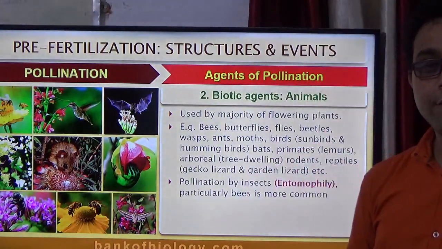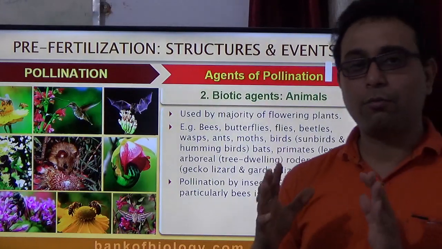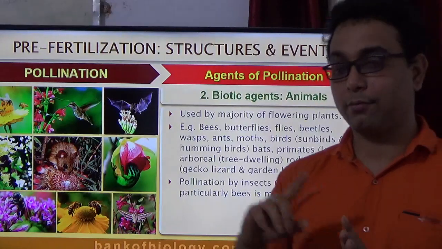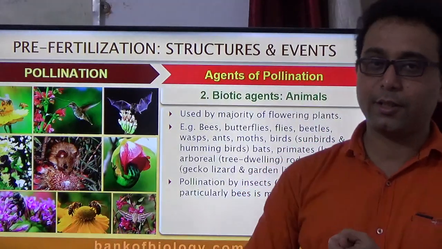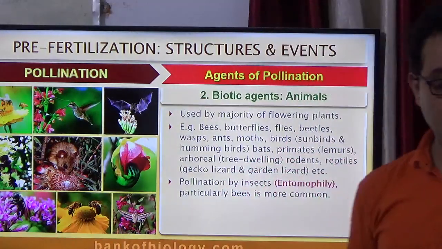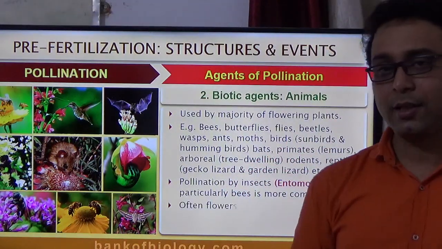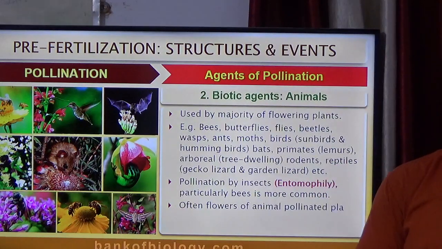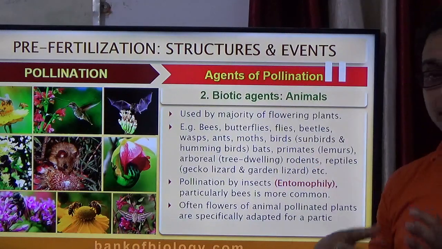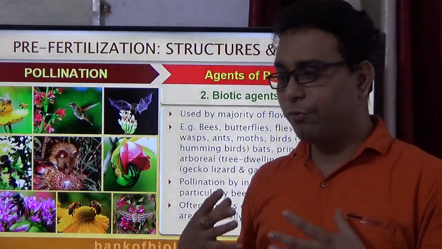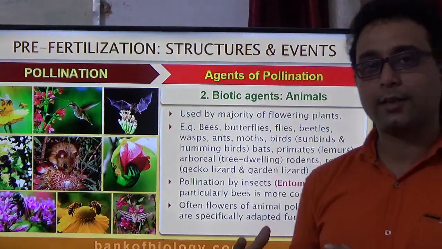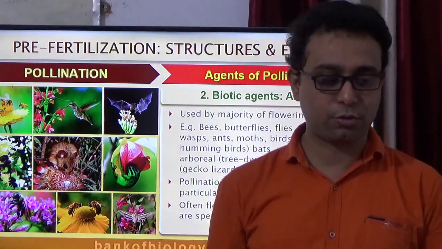And pollination by insects, this we ultimately give a common term. Earlier we already said that wind pollination is anemophily. In the case of water it is called hydrophily, and in the case of animals, mainly insects, it is called entomophily. So particularly bees are the most common. If I ask you one question, which insect is more common in pollination? At that time you would answer bees, right? Bees are the most common.